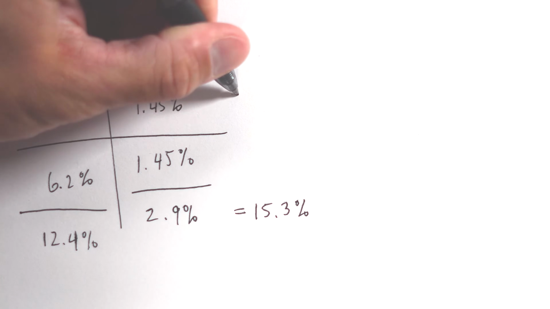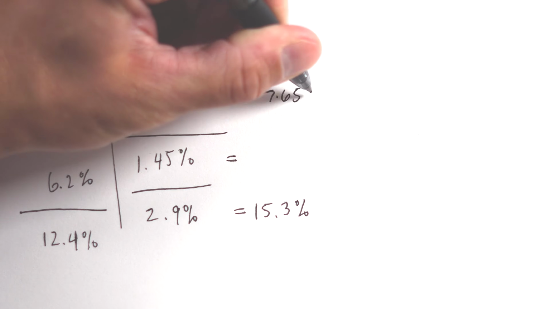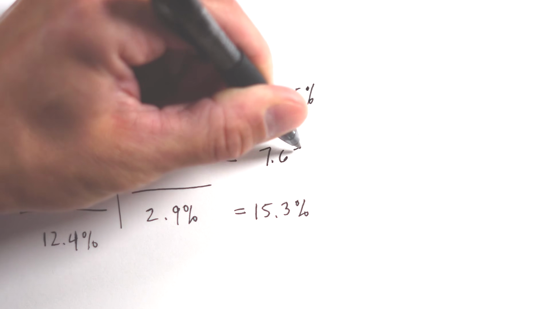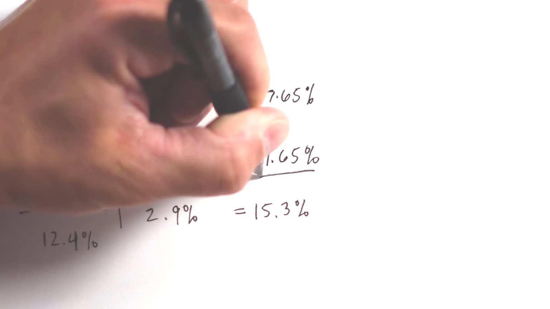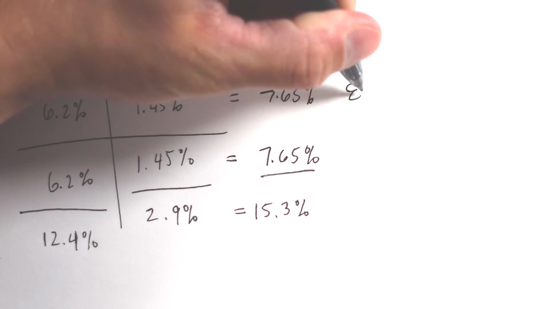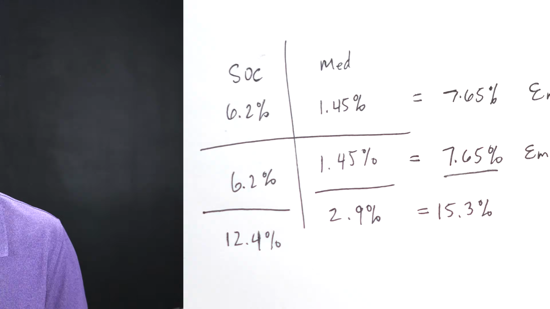And if we further add these two and these two, that's going to be 7.65% for the employee and 7.65% for the employer, which equals our 15.3%. So this will be for our employer, and this will be for our employee. Now, before we get into the actual calculation and multiply it out to figure out what our self-employment taxes are, we need to understand two terms.